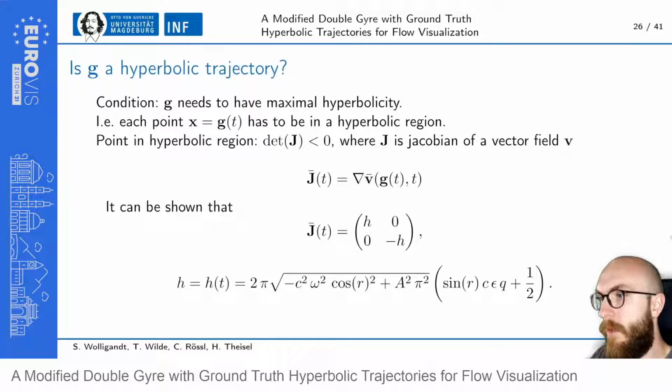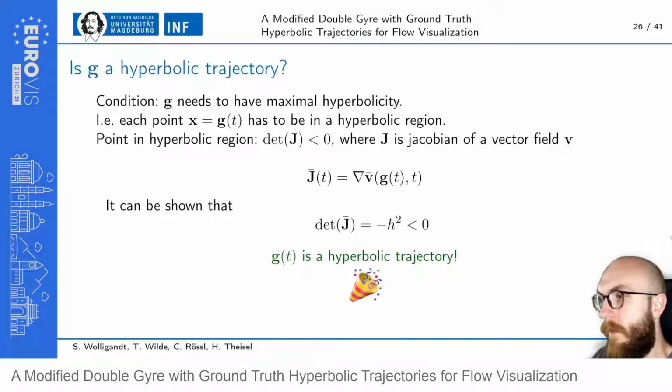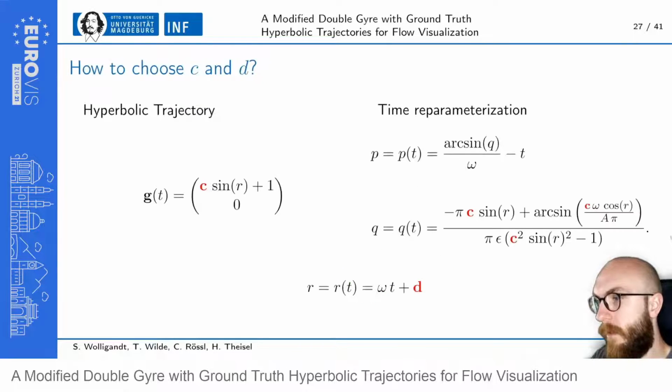And it can be shown that all Jacobians on the line g are of this form. That means that the Jacobian is negative h squared, which is guaranteed to be negative. This means that g is not only a path line, but it's a hyperbolic trajectory. Now one last thing needs to be done to have the final vector field that defines the modified double gyre.